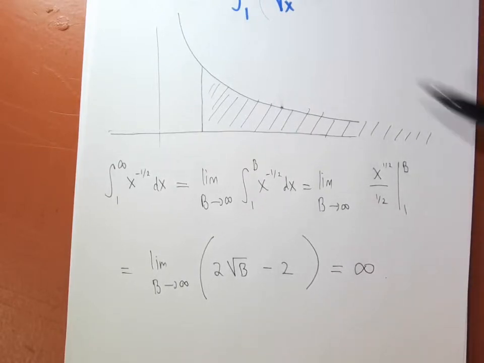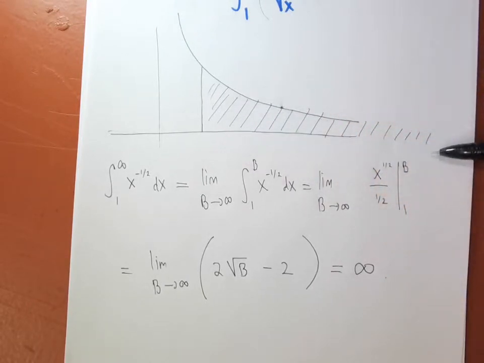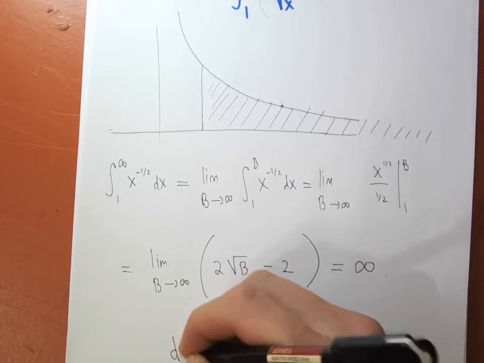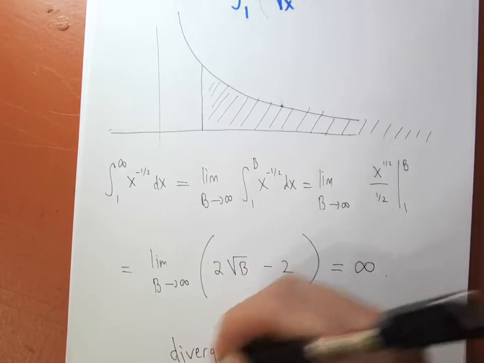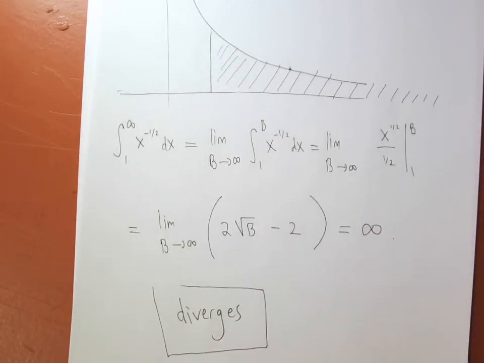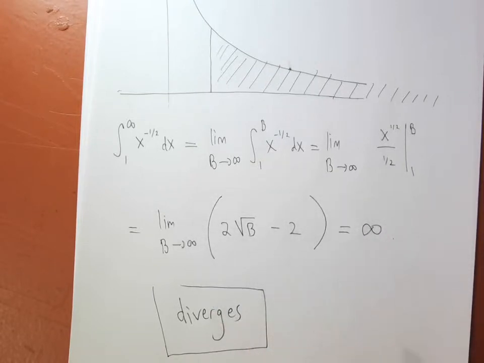What that means is that the curve, even though it's approaching the x-axis, it's not pinching down quickly enough, and this infinite region has an infinite area. So what we say in this case is that the integral diverges. So you diverge if you do not approach a finite number. In other words, you might approach infinity, or the limit might be undefined in some other way.